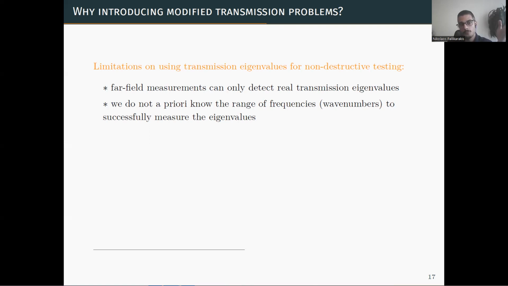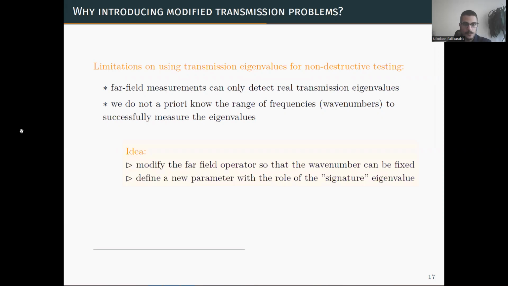And second, and also really important, is that since transmission eigenvalues are associated with the material properties, we don't know a priori the wavelengths, the frequencies where we're going to look in order to use the far-field equations and measure the eigenvalues. So in practice, this means that we have to use infinite or a lot of different intervals of frequencies and look at these intervals for the eigenvalues.